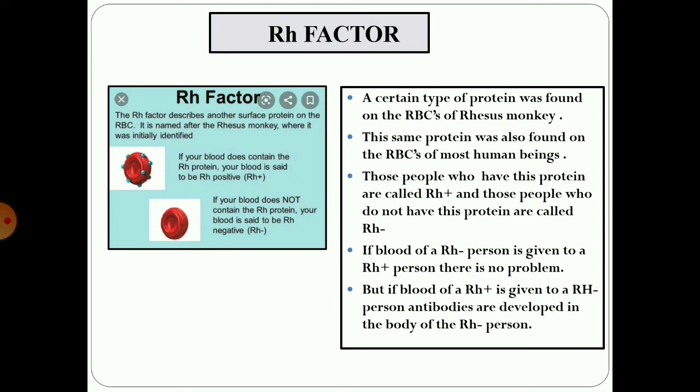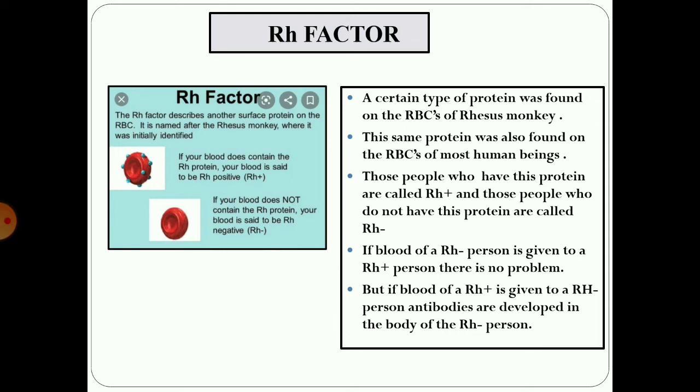Those people who have this protein are called Rh positive, and those people who do not have this protein are called Rh negative. If blood of an Rh negative is given to an Rh positive person, there is no problem, because they don't have the antigen present in them, hence there is no reaction.